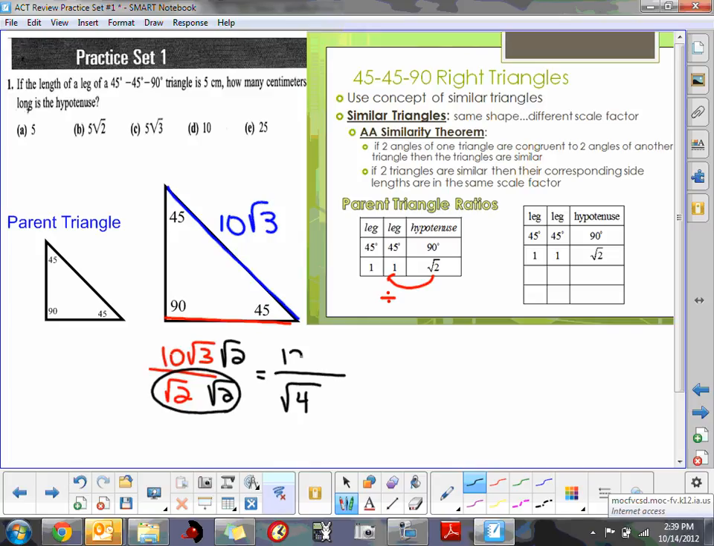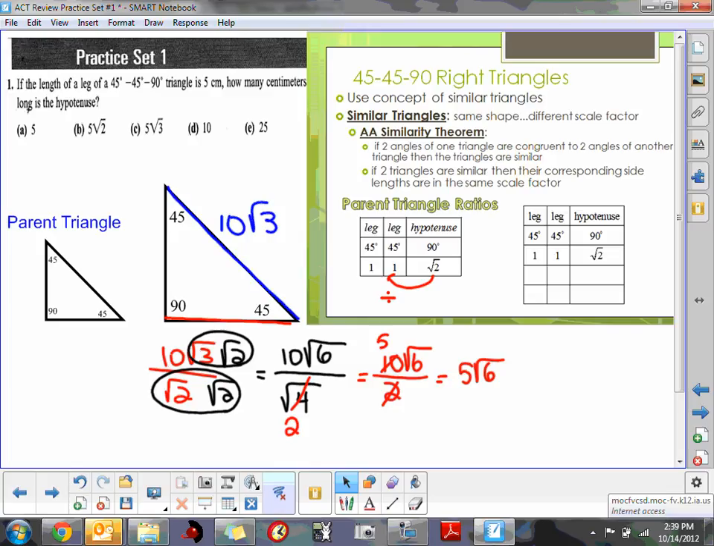And this is 10 times the square root of 3 times the square root of 2, which is the same as the square root of 6. But the square root of 4 is exactly the same as 2. So we got 10 times the square root of 6 all over 2, which gives us a final result of, if we take out a common factor of 2, 5 times the square root of 6.